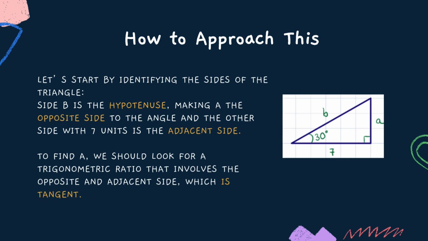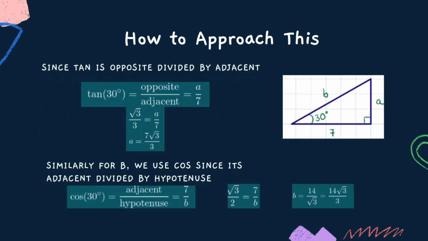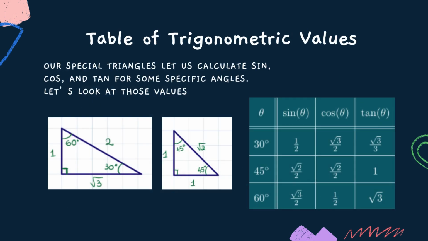which is tangent. Since tan is opposite divided by adjacent, we get tan of 30 degrees is A divided by 7. Since tan 30 is the square root of 3 divided by 3, we can deduce that A is 7 square root of 3 divided by 3. Now, to find B, we use cos, giving us the value of B as 14 divided by the square root of 3. Our special triangles let us calculate sine, cosine, and tan values for certain angles.